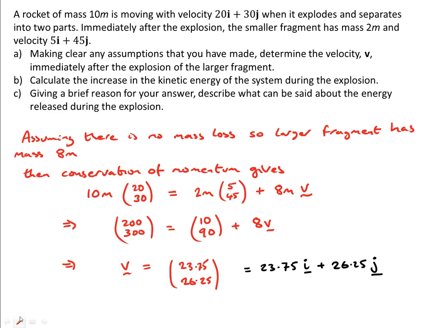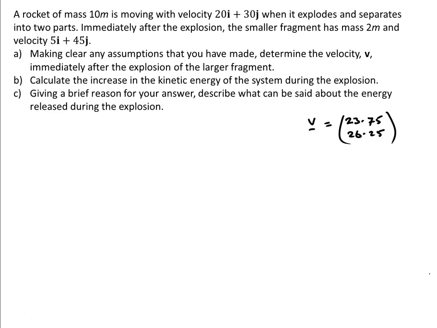Second part of the question, we need to calculate the increase in the kinetic energy of the system during the explosion. We know that the velocity of the larger part after the explosion is (23.75, 26.25). We know that the velocity of the smaller part after the explosion is (5, 45). And we know that before the explosion, the velocity of the rocket was (20, 30).